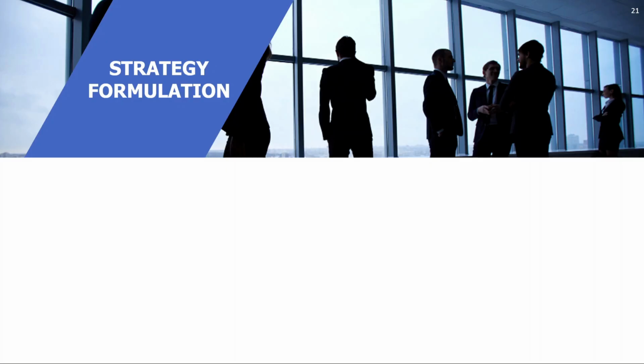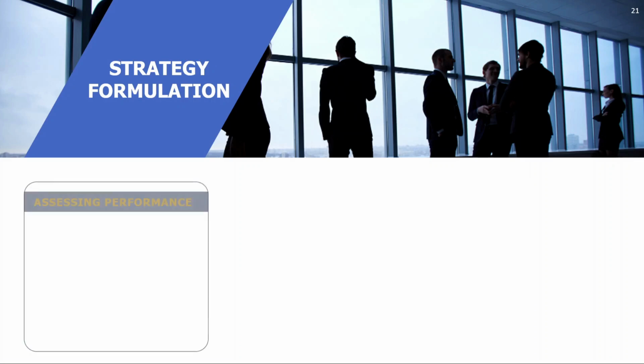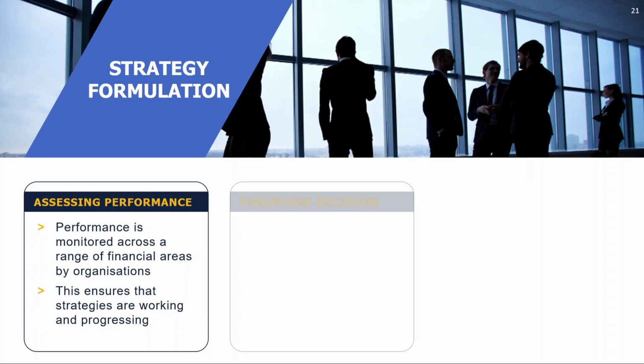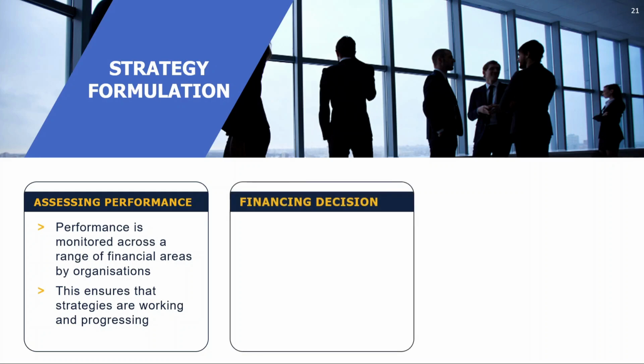Financial managers will be heavily involved in pulling together the strategy of organisations. Pulling together the strategy will consider three key areas. Firstly, they'll need to assess the performance of the organisation by looking at a range of different financial areas within the organisation, such as the level of debt and the interest costs that are paid. This ensures that the strategies that have been put in place are working correctly and the company is progressing towards its objectives.